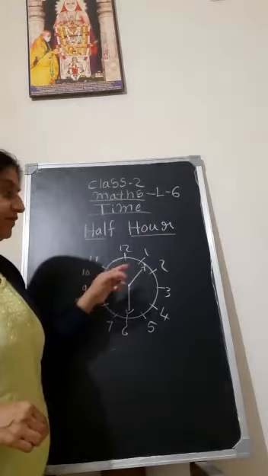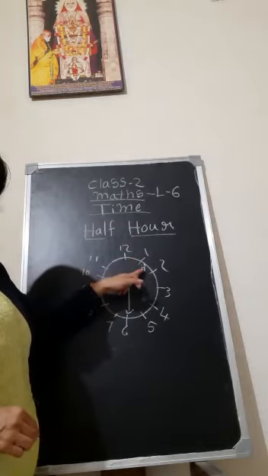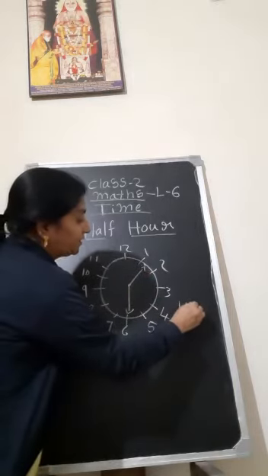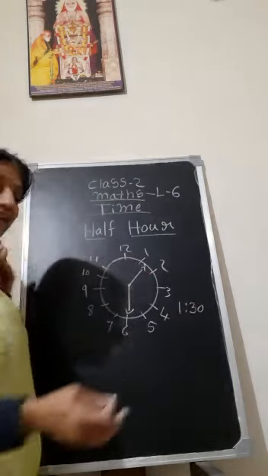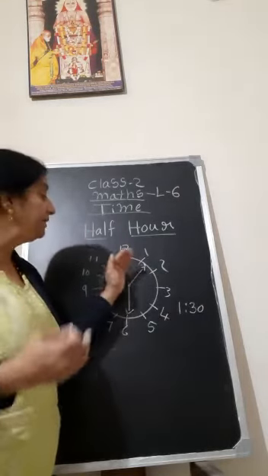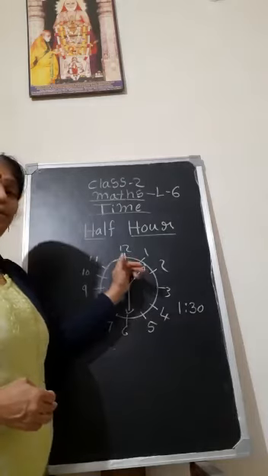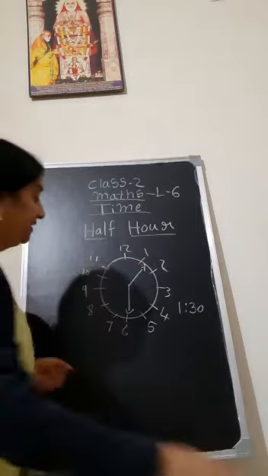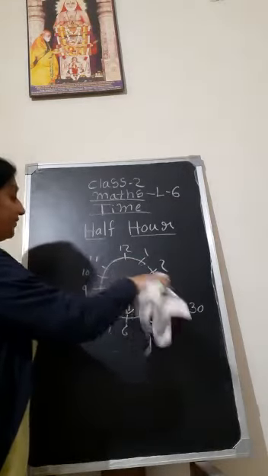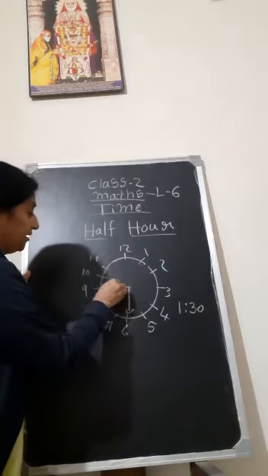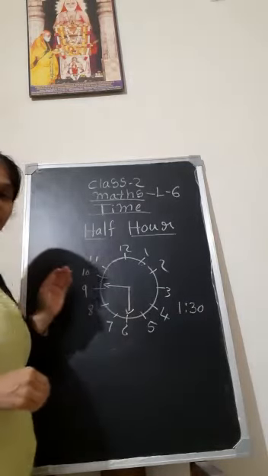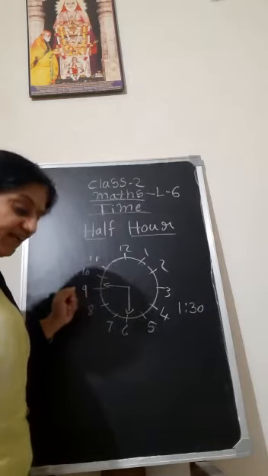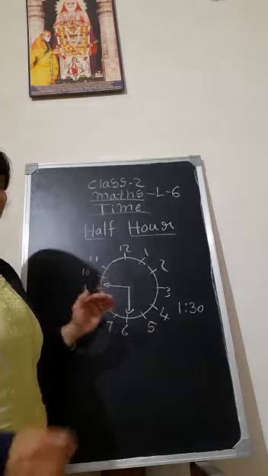What is the time now? The shorter hand has passed 1. After 1, the shorter hand is there. So the time now is 1:30. 1 o'clock and 30 minutes have passed. 1 past 30 minutes, like that. So like that only we are telling. If the shorter hand shows in between 9 and 10, what is the time now? 9:30. Now the time is 9:30. So like that we are telling half an hour.